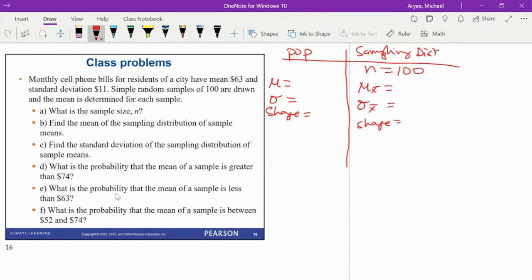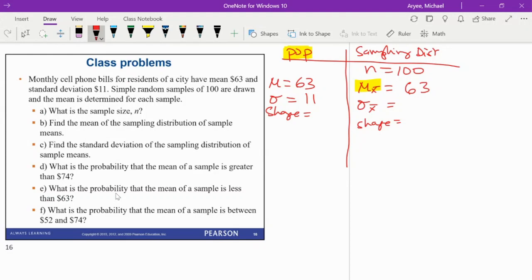All right, Jack, what is the mu from the population side? 63. And what is the standard deviation, Jack? 11. Okay, thank you. Now, Hannah, what is mu x bar? Okay, Mike, what is mu x bar? Brianna helps you. 63.